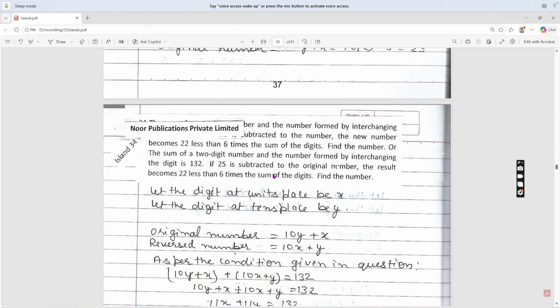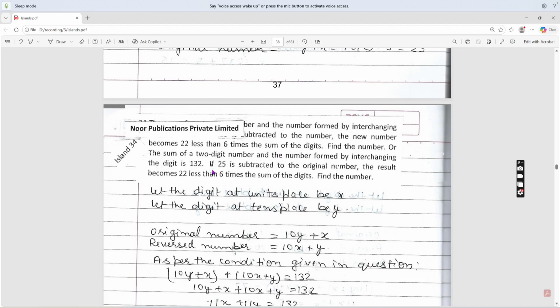Okay, now next we are going to see the two-digit number question. Okay, we will see this statement from here, because it is a little bit hidden by this, but no problem. We can see it is the same thing only. The sum of a two-digit number and the number formed by interchanging the digit is 132.